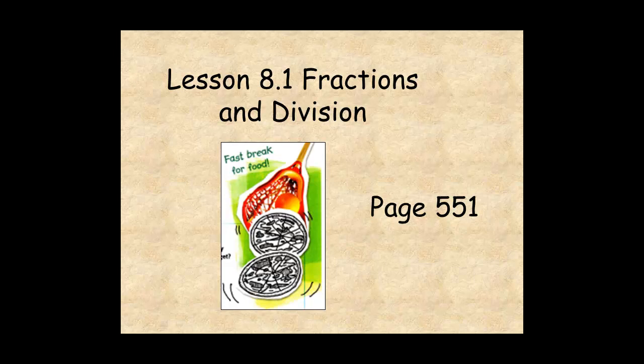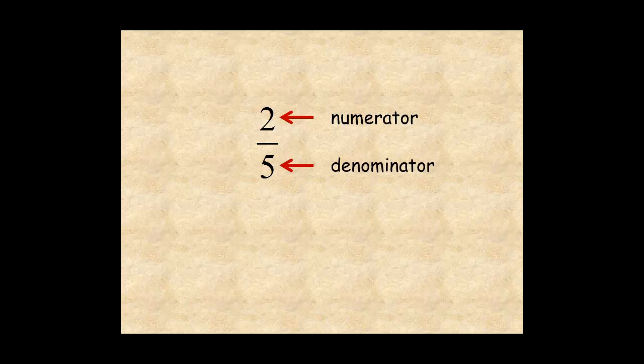This lesson helps you understand Chapter 8, Lesson 1, Fractions and Division. A fraction is a number that represents equal parts of a whole, or parts of a set. It's written as two numbers separated by a line. The number on top is the numerator, and is the number of parts you're representing. The number on the bottom is the denominator, and is the total number of parts of the whole, or the total number of parts in the set.